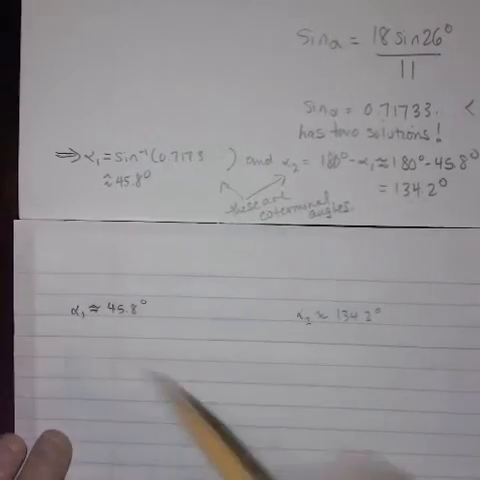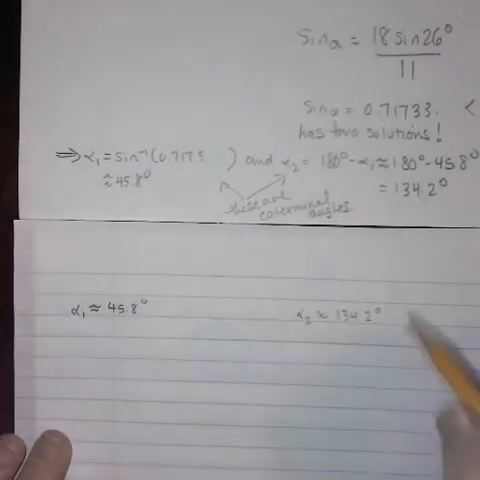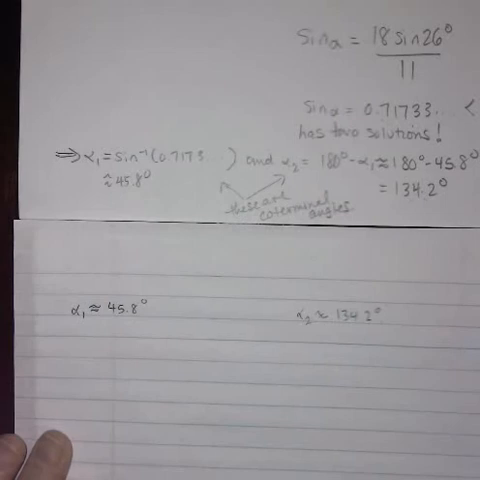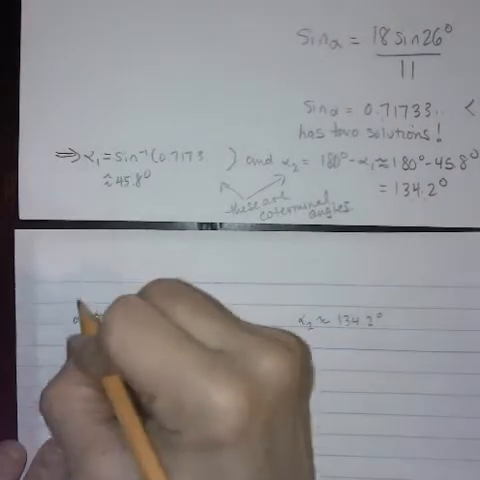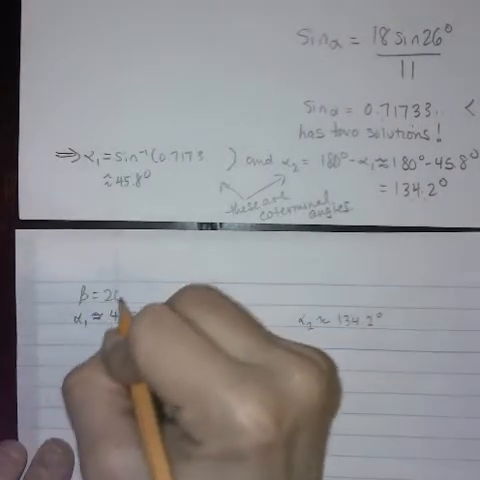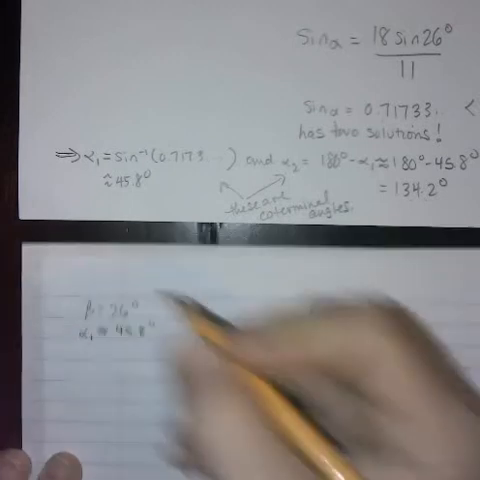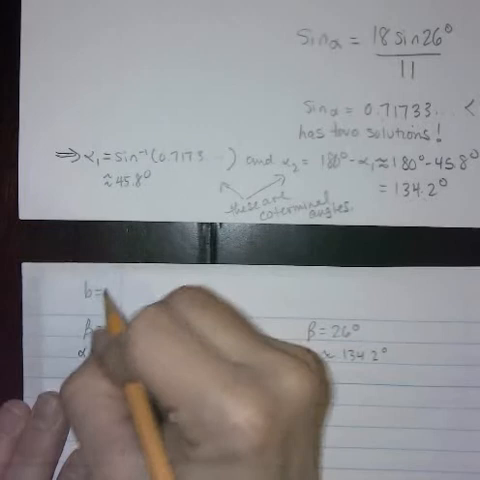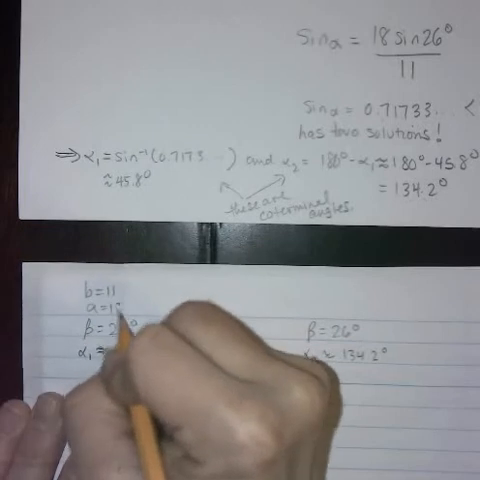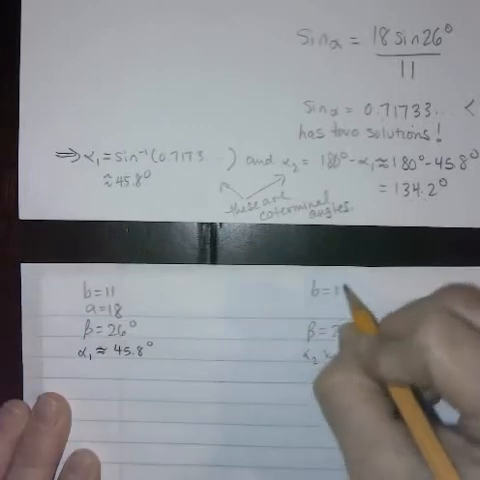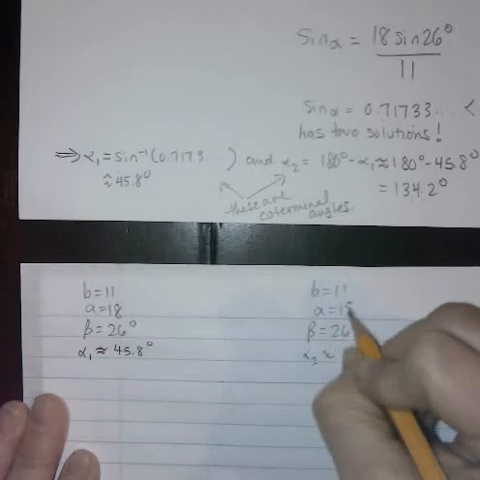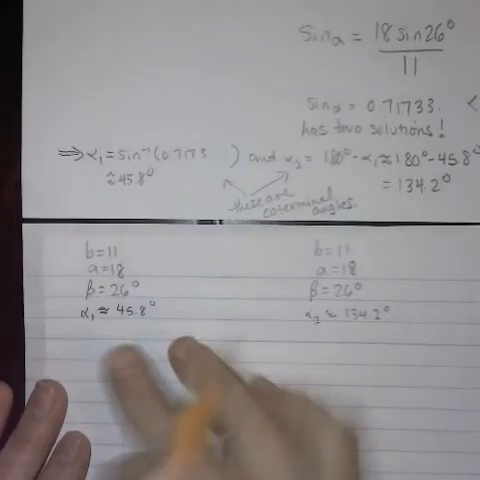We have our first angle that we found and our second. So now, both of these, of course, we were given beta is 26 degrees. And I'm just going to write these down quick. I should have wrote all this. This was all given information. All right, so the first three parts are all the same. The rest are going to be different.